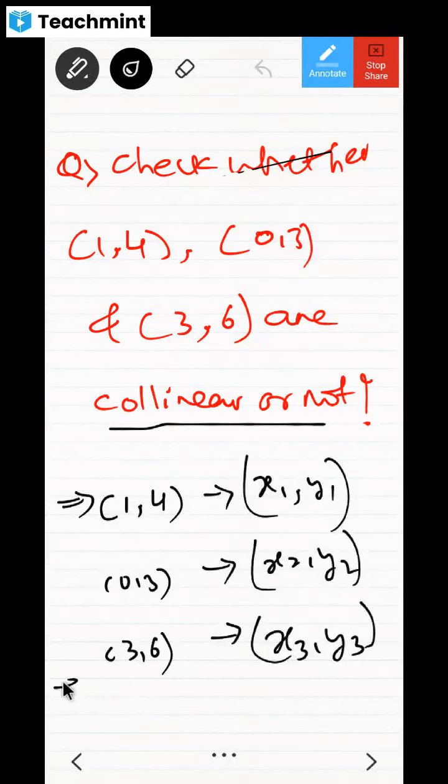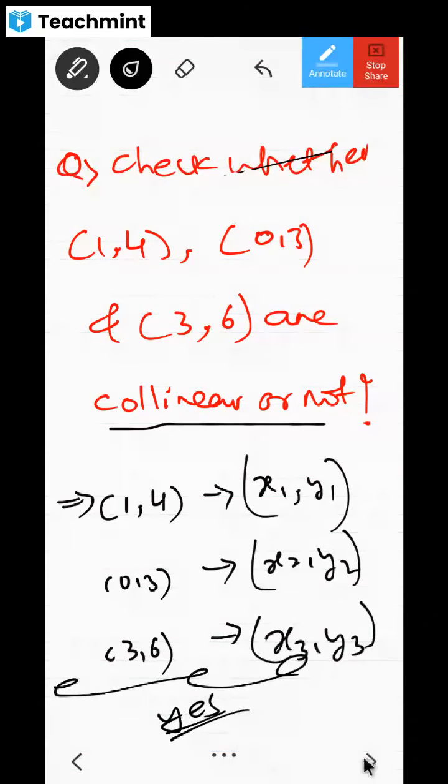Yes, collinear. Why are they collinear? Because you found out that the area of this triangle is zero. Understood? Yes, sir. Okay, fine.